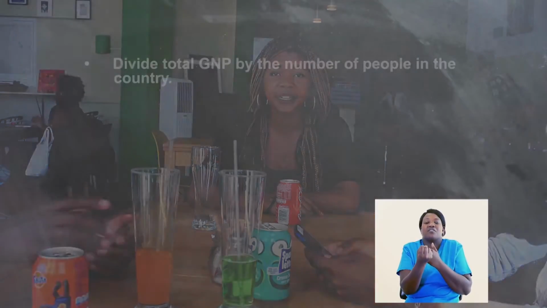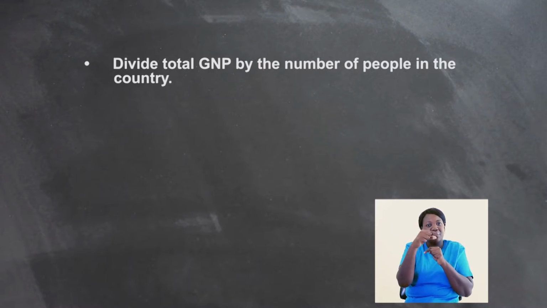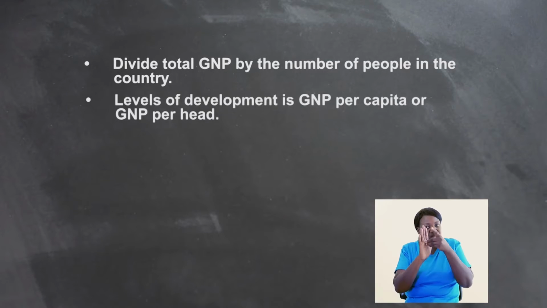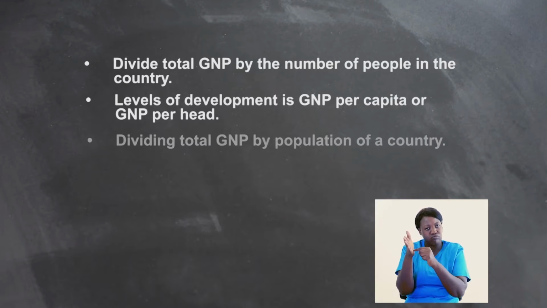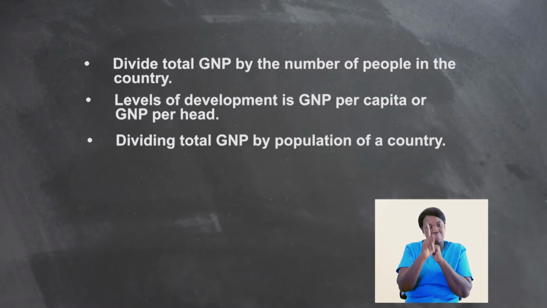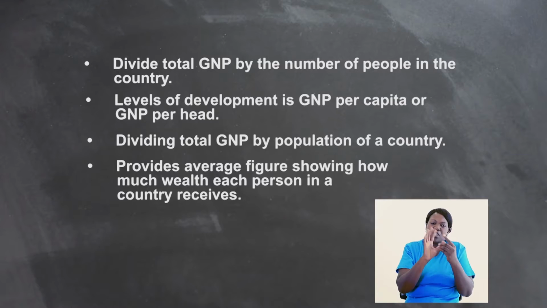Let us tackle the first problem. To find out how much of the country's wealth the people have on average, we need to divide the total GNP by the number of people in the country. This is the reason why the most common indicator used to compare countries' levels of development is GNP per capita, or GNP per head. This is calculated by dividing the total GNP by the population of a country. This provides an average figure showing how much wealth each person in a country receives.